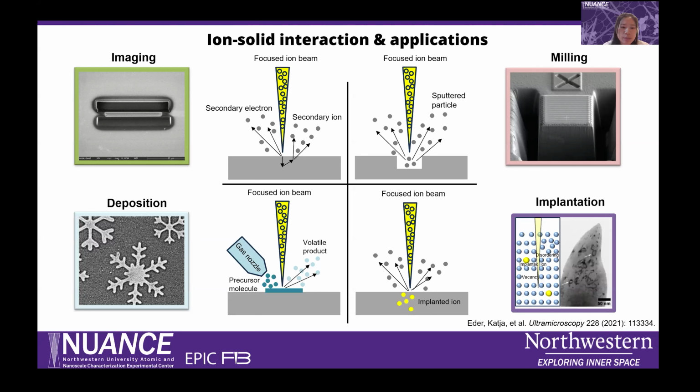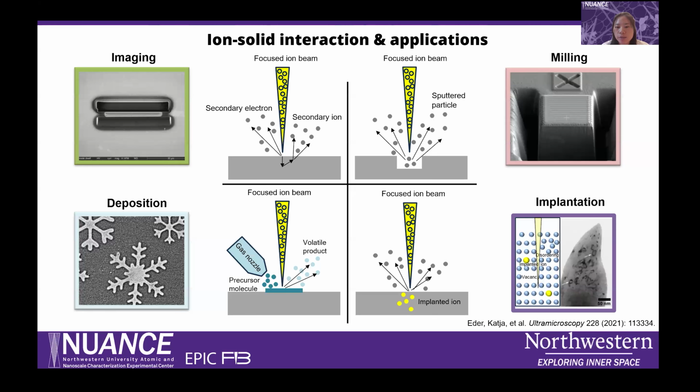And the third one is deposition, decomposing the precursor gases into volatile or non-volatile products. The non-volatile product will remain on the surface of the sample, and the volatile product will be pumped away by the vacuum system. So the fourth one is the implantation.